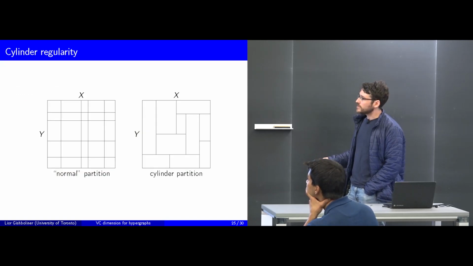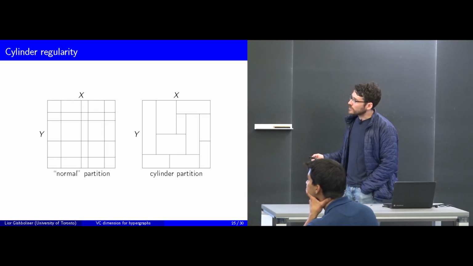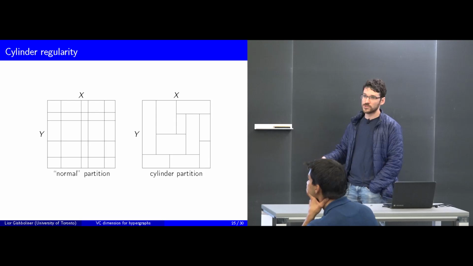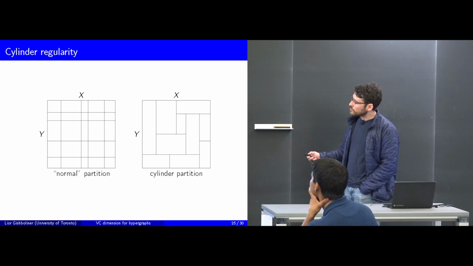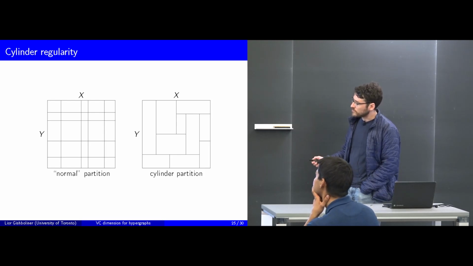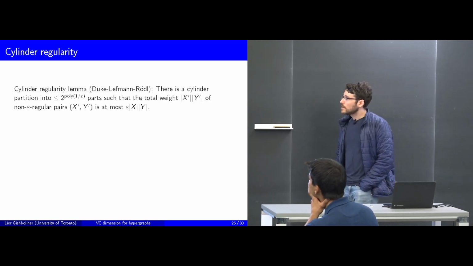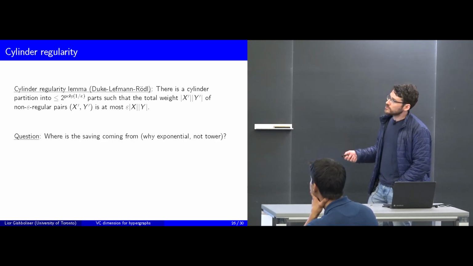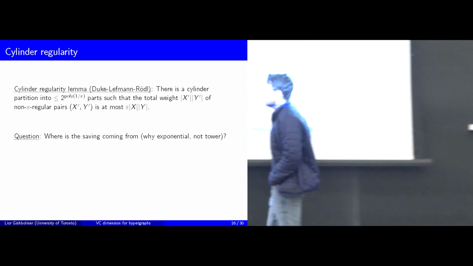So I want to show you what a cylinder partition looks like, because this is a bit confusing. On the left side is a normal partition. What do I mean? I partition X, I partition Y, and then I take the Cartesian product of these partitions. That's a normal partition like in the regularity lemma. A cylinder partition is this weird thing where I'm allowed to partition into rectangles, but it doesn't have to come from a partition of X and a partition of Y. Okay, so here is again the cylinder regularity lemma. And now the question you can ask yourself is, why do we get this saving? What's happening here? So now I can tell you.